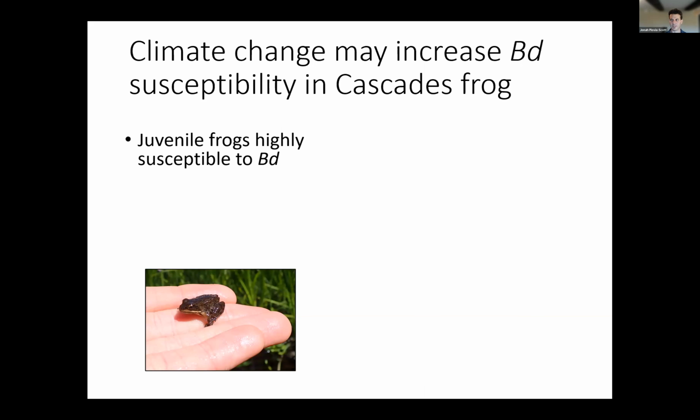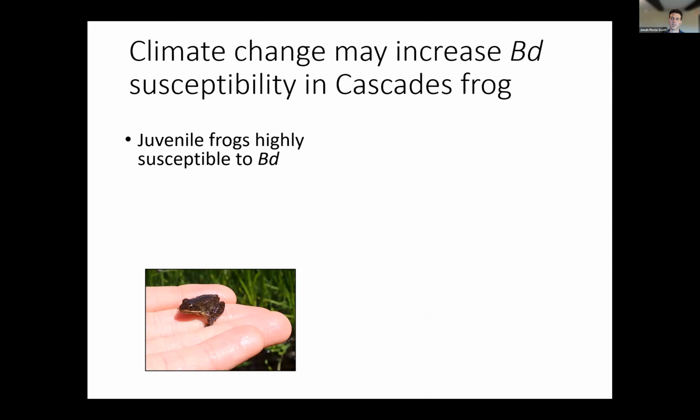And so just for those of you that don't think about amphibians all day like I do, when I say juvenile frogs, I mean the tiny guy you see there on the bottom left. It has recently metamorphosed, so it used to be a tadpole. Tadpoles tend to not be very susceptible to BD. So it has resorbed its tail, grown legs, and crawled out of the water. And once it does that, it becomes highly susceptible to BD.